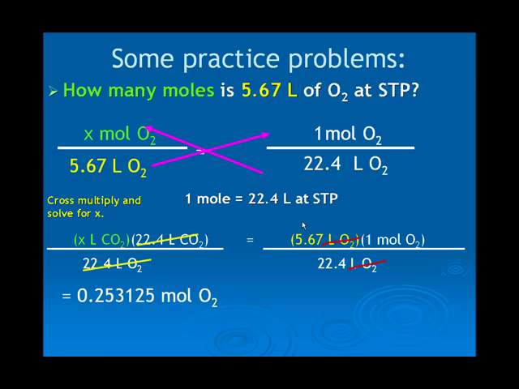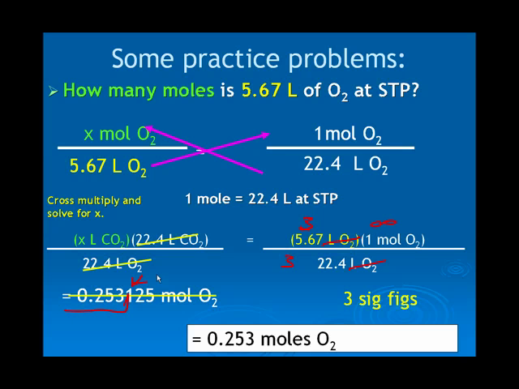That's what your calculator spits out. Look for your significant figure. Here's 3, infinite, and 3. So you're going to round to 3 significant figures. Leading zeros don't count. So we just take the first 3 numbers, look to the next one to round. It's a 1. We don't do anything with ones, and it becomes 0.253 moles of O2.